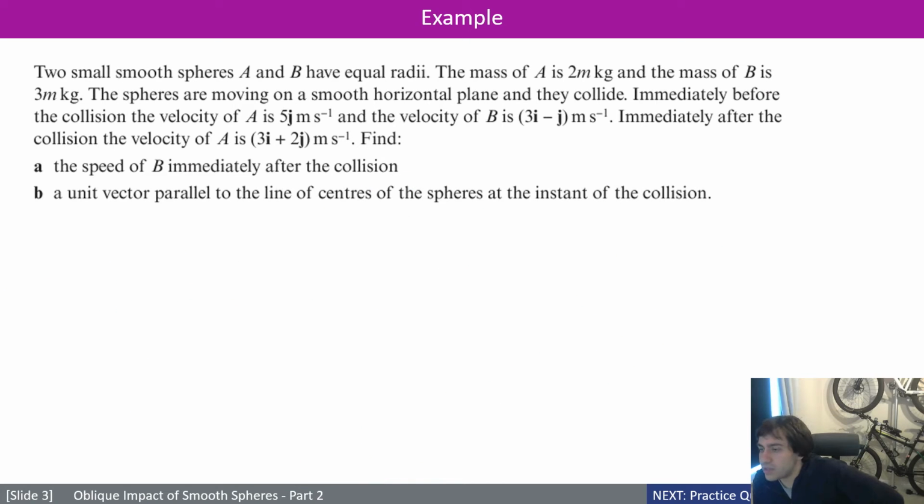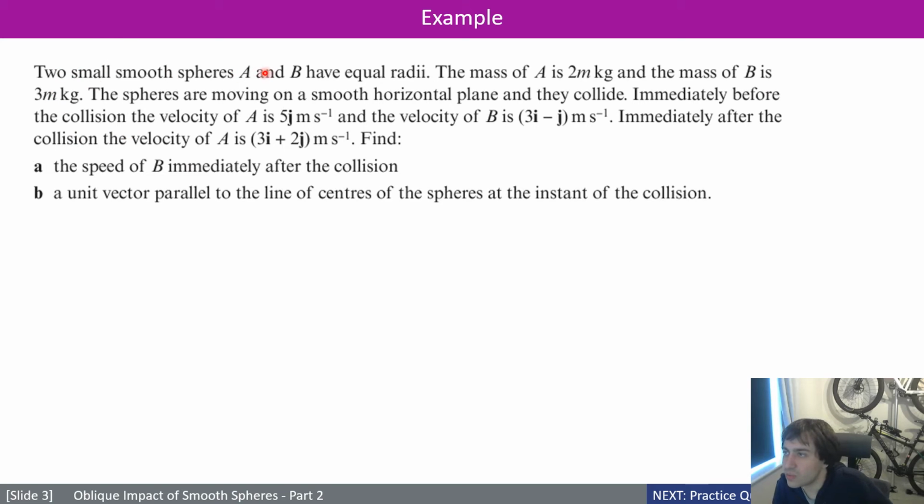Okay, and then final example. This one's interesting because it doesn't tell you how the two objects hit each other. So at what angle. Effectively, we don't know what the line of centers is or anything like that. So we can see how we can work now with knowing everything about the velocities, or knowing most things about the velocities. We can work back from that and figure out what angle they hit at.